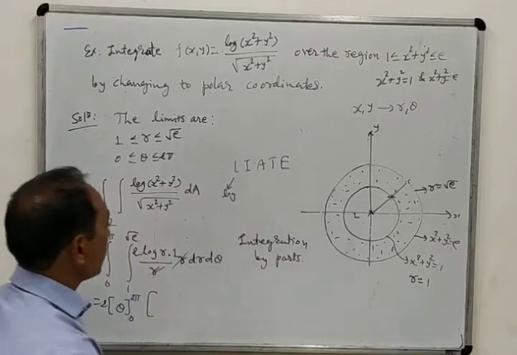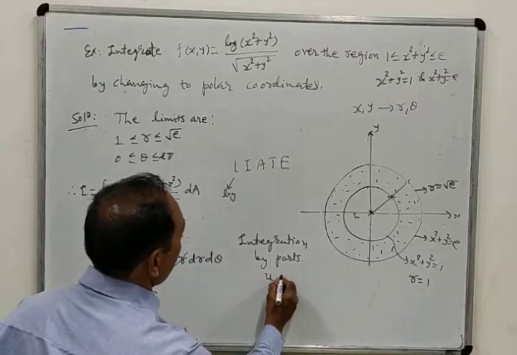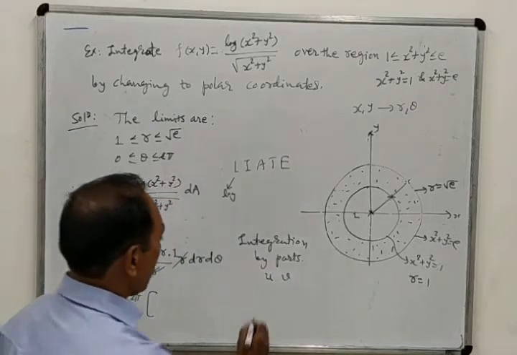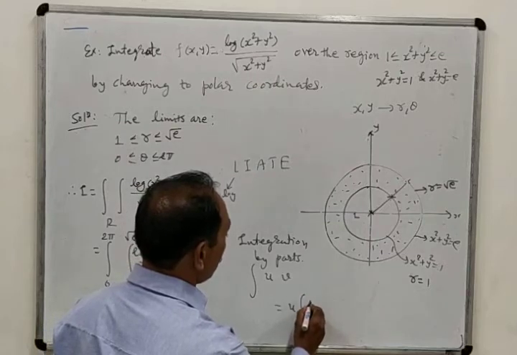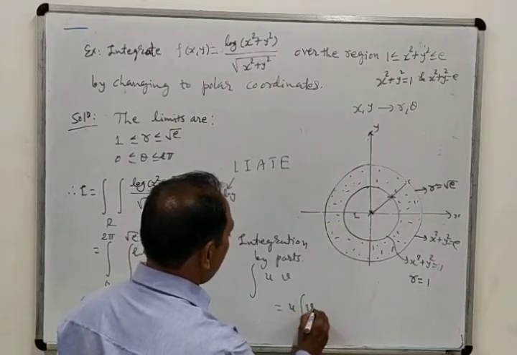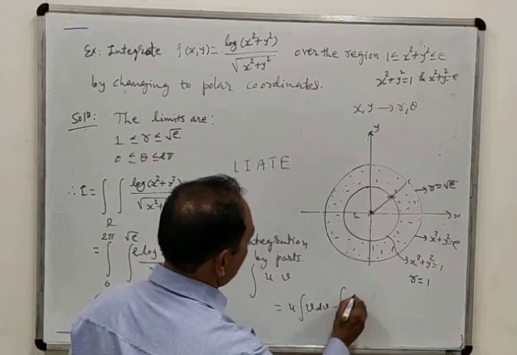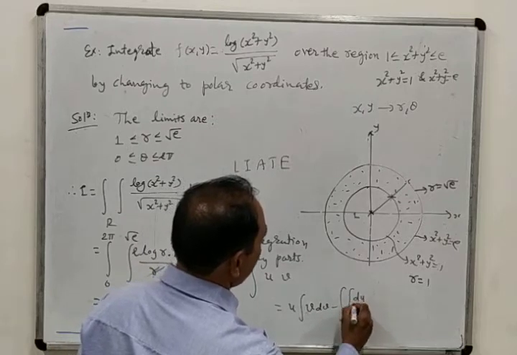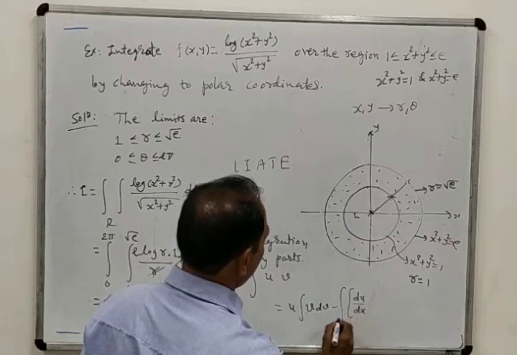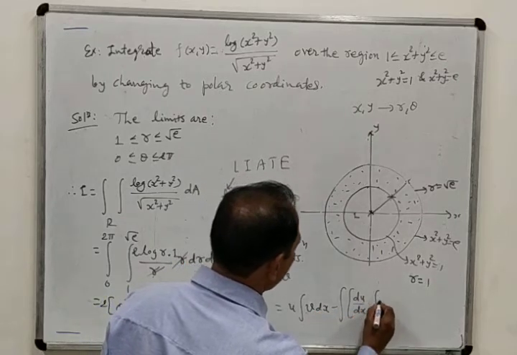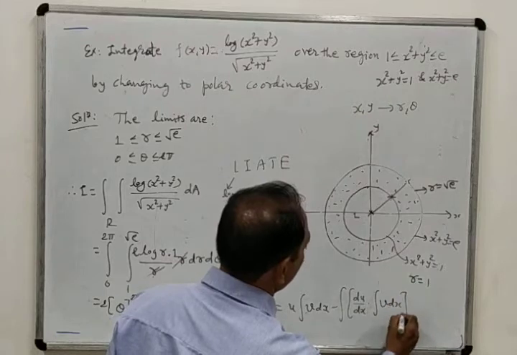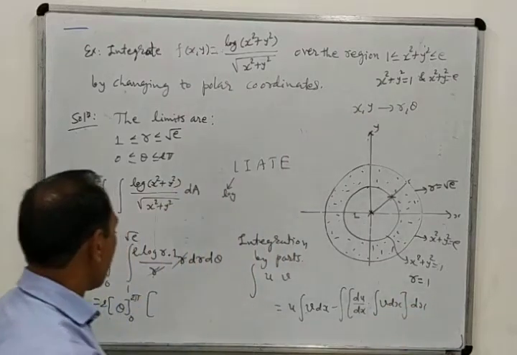According to this we must have the two functions u and v. The integration of u and v can be written as u times the integration of v dx, minus the integration of (du by dx) times the integration of v dx, with dx. So in this way we can integrate.